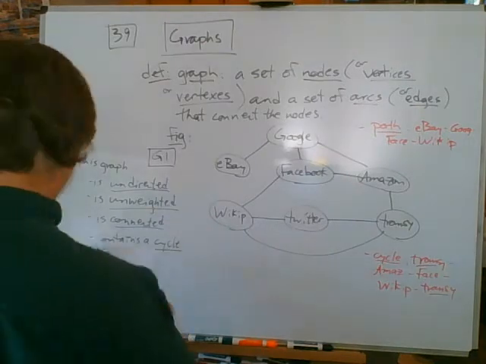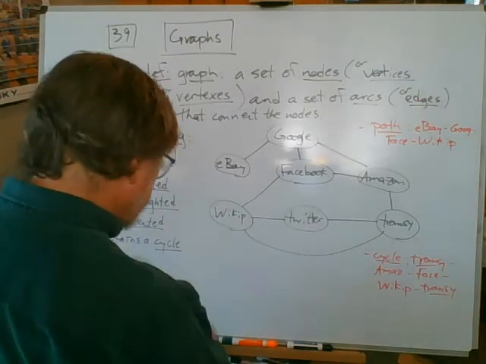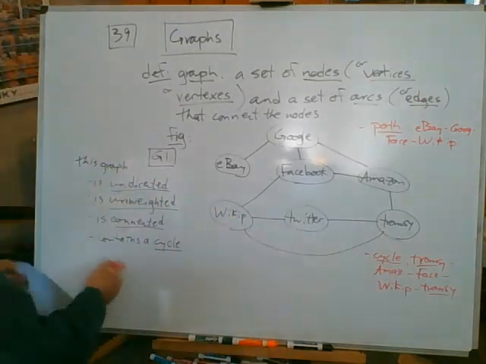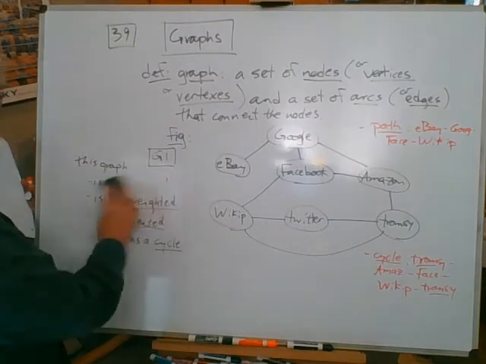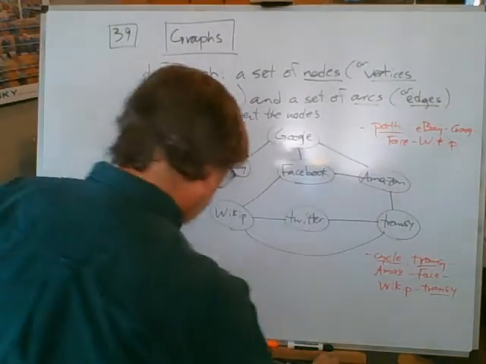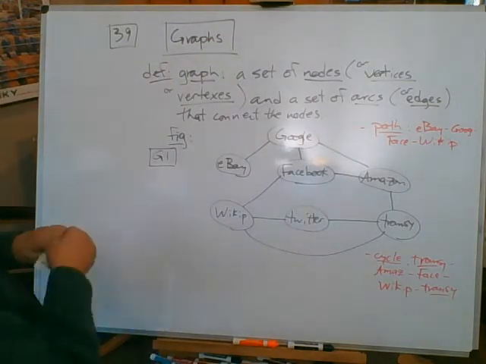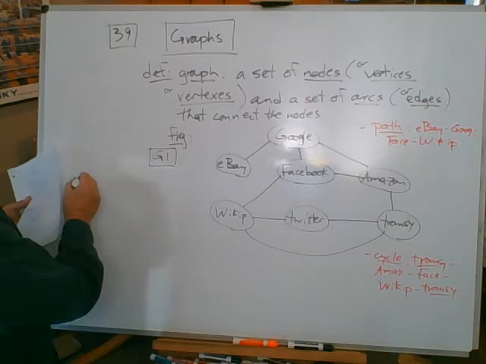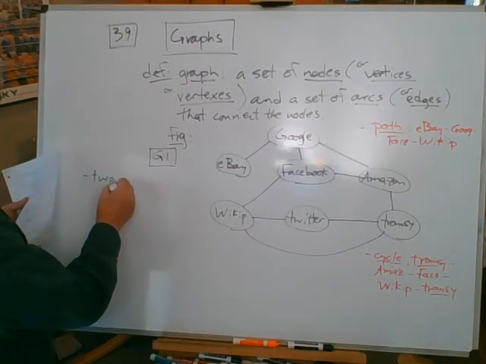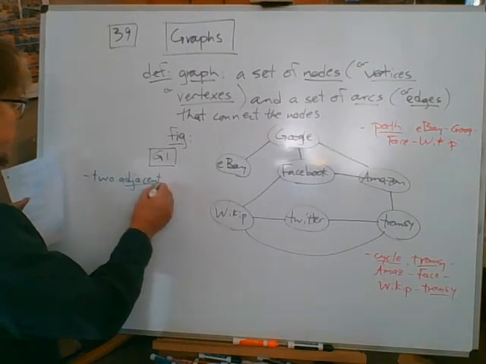What other definitions do we need? I'll do these by example as well. Now that you've got all this, I'm going to erase it. This will be my little list of terms, and we'll talk about it. Two nodes. This will be by example. Two adjacent nodes.